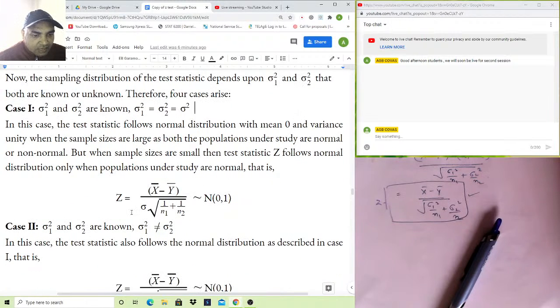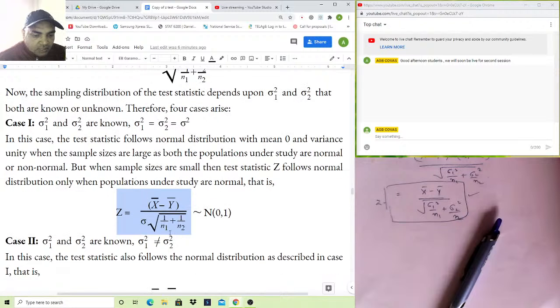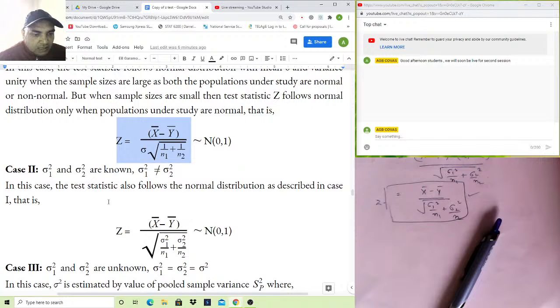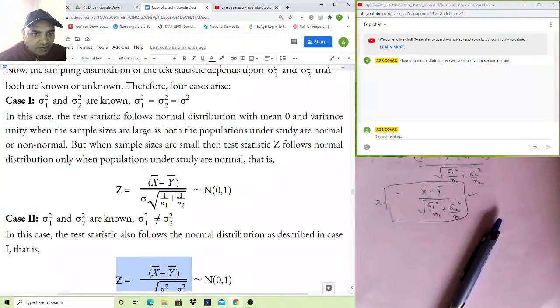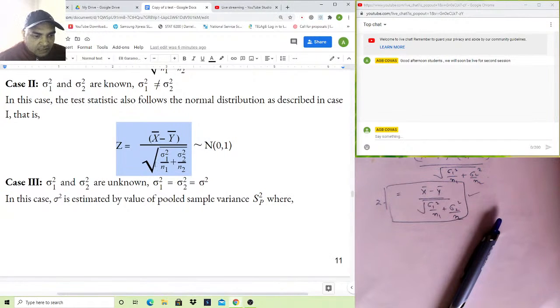So if they are equal, your formula will become like this. That is, this will be sigma and this will be sigma, so sigma square will come out and the formula will become like this. The second case may be that they are known, but sigma 1 is not equal to sigma 2. So your formula will remain the same as what we have derived above. Okay.